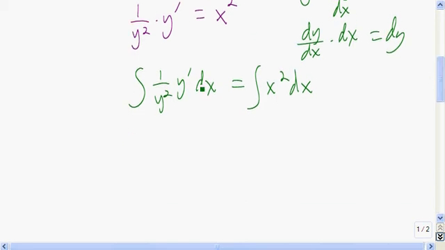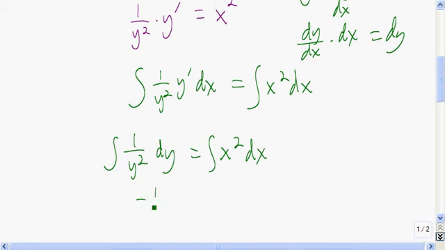Okay, so the left-hand side is now the integral of 1 over y squared dy equals the integral of x squared dx. And now we just evaluate these two integrals. The left side is negative 1 over y, and we could put plus a constant of integration, but we're also going to get a constant of integration on this side, so we'll just absorb both of them on this side. So we have negative 1 over y equals x cubed over 3 plus some constant of integration.